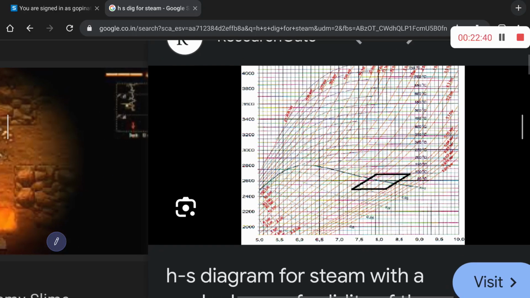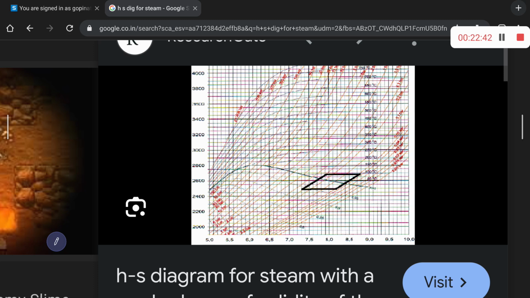Okay, look at this. This is the HS diagram. On the x-axis, entropy is there. On the y-axis, enthalpy is there, right? These red lines are constant pressure lines. Okay. Then can you see these black lines? They are curved and then they are horizontal. They are constant temperature lines.